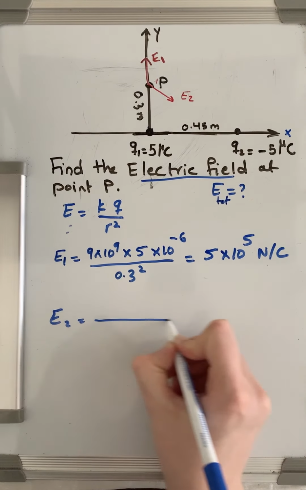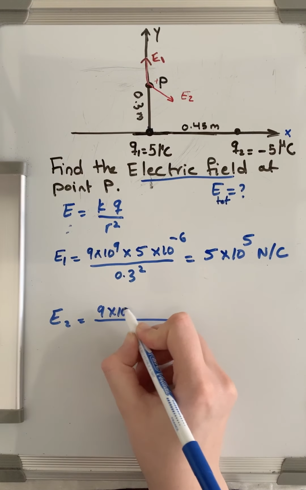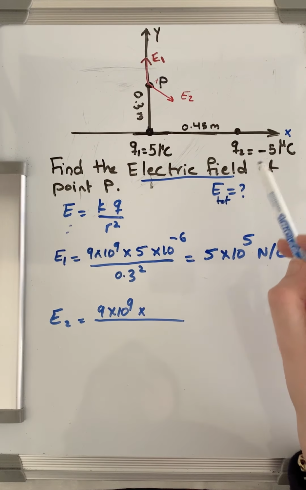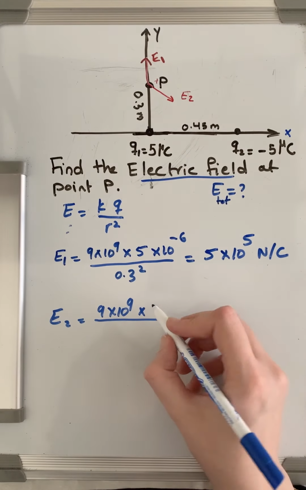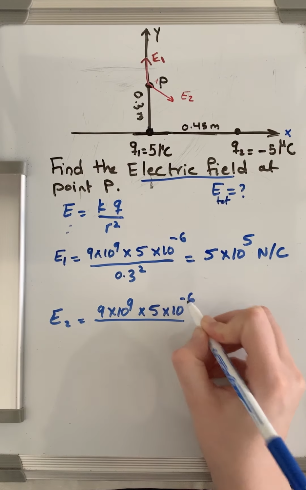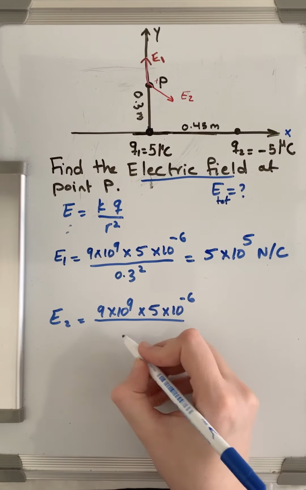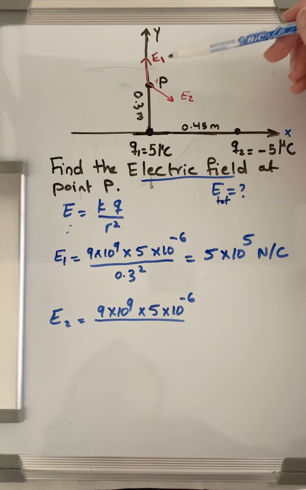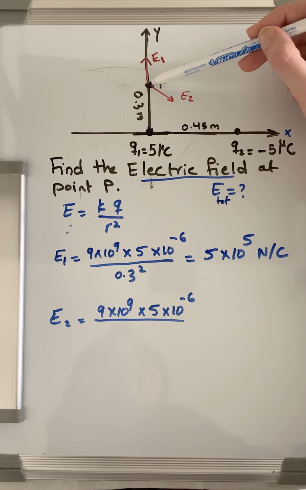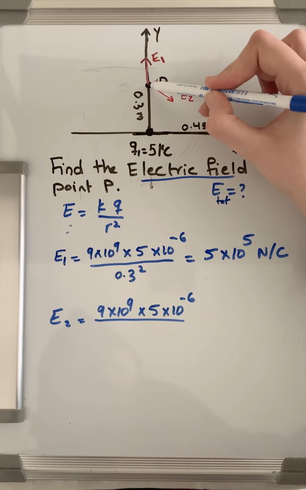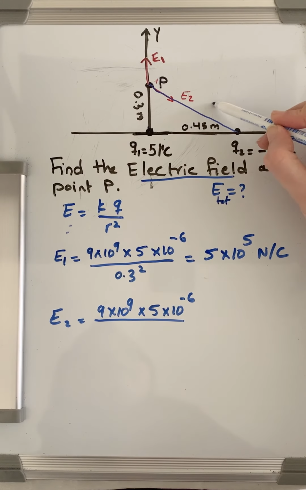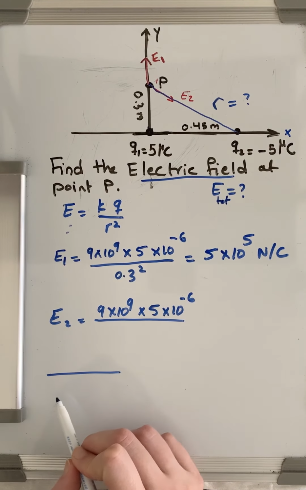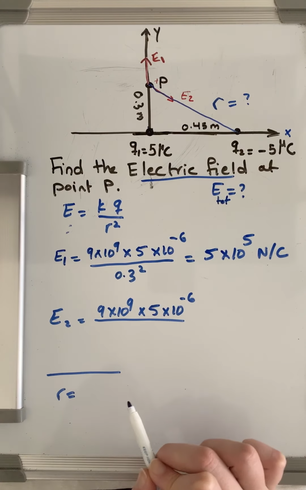While E2 will be equal to K, Coulomb's constant, 9 times 10 to the power of 9, times the charge Q2. I am talking here about the magnitude, so I can just ignore the negative sign because I need the magnitude of this vector, divided by R squared. R is the distance or the separation between the point and the charge. It is not given, so I need to stop a little and go find R.